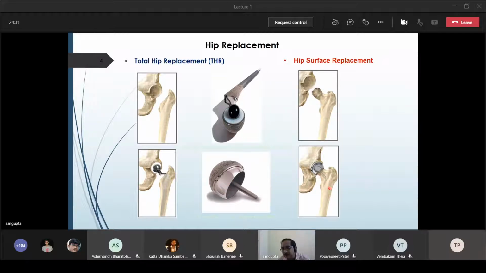Only the femur, if you consider the femur, the surface replacement of the femur grossly differs from the total replacement because very minimum bone is removed in case of the femur surface replacement, whereas the proximal part of the femur is resected and thrown away in case of total hip replacement.